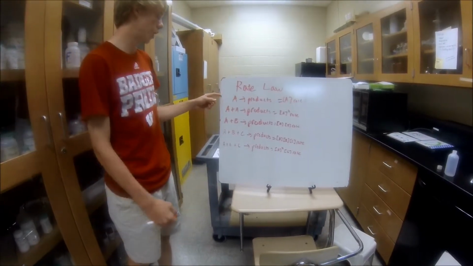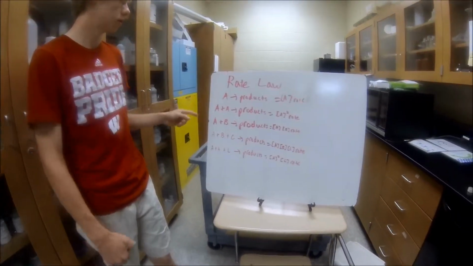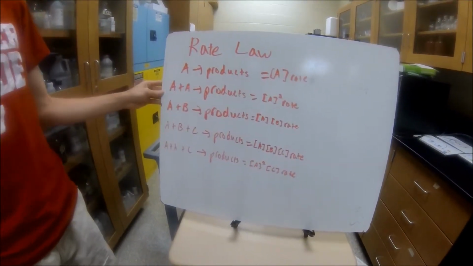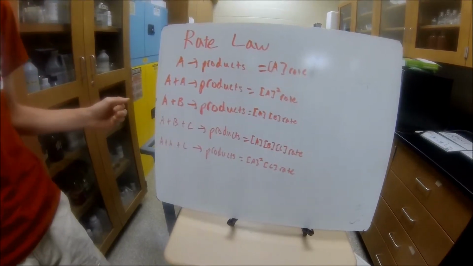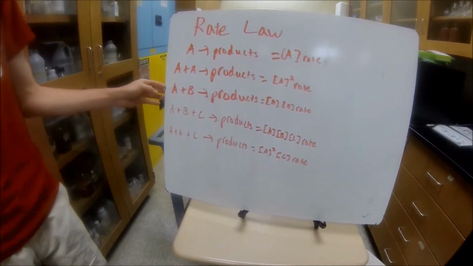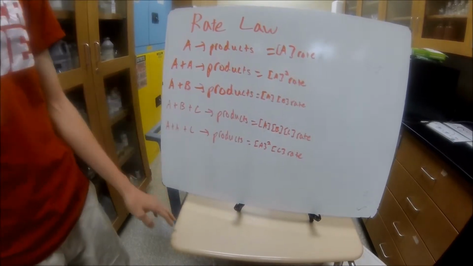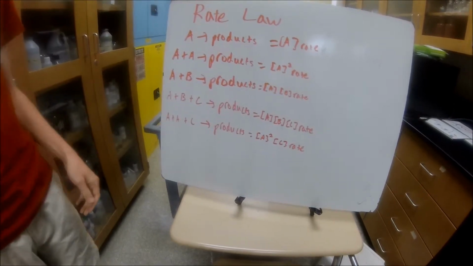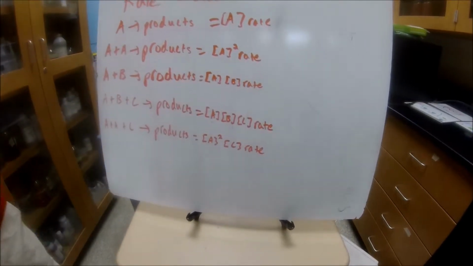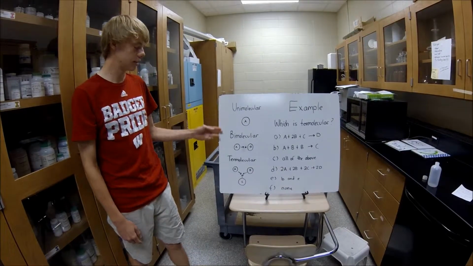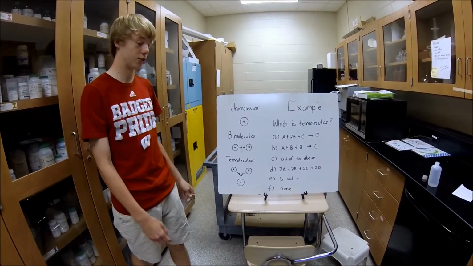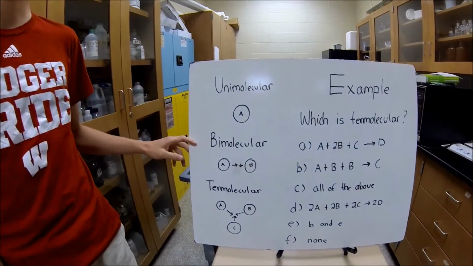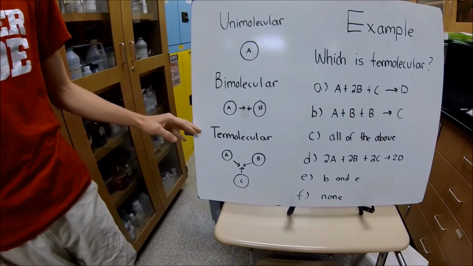Depending on what kind of elementary reaction takes place determines the rate law. So for this one, A yields products equals A times the rate. For this one, it would be A plus A yields products equals A squared times the rate. A plus B yields products, which is bimolecular, equals A times B times the rate. And a termolecular is A plus B plus C yields products, which equals A times B times C times the rate. So as you can see, this is a way to visualize all elementary reactions. Unimolecular is only one reactant, while bimolecular is two reactants, and termolecular is three reactants.